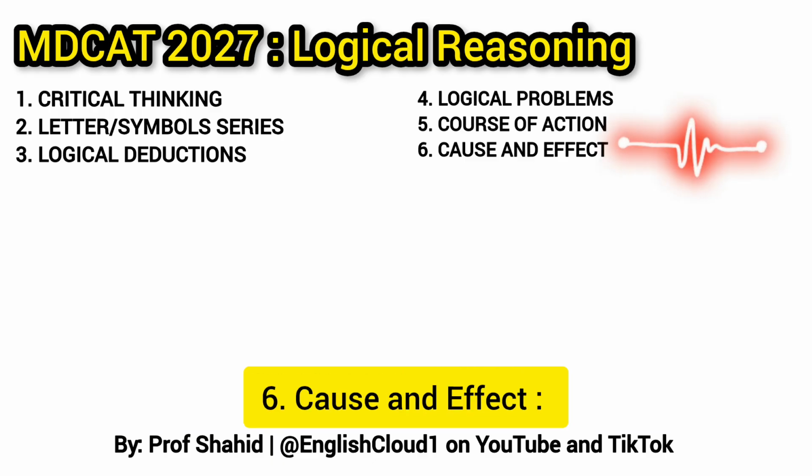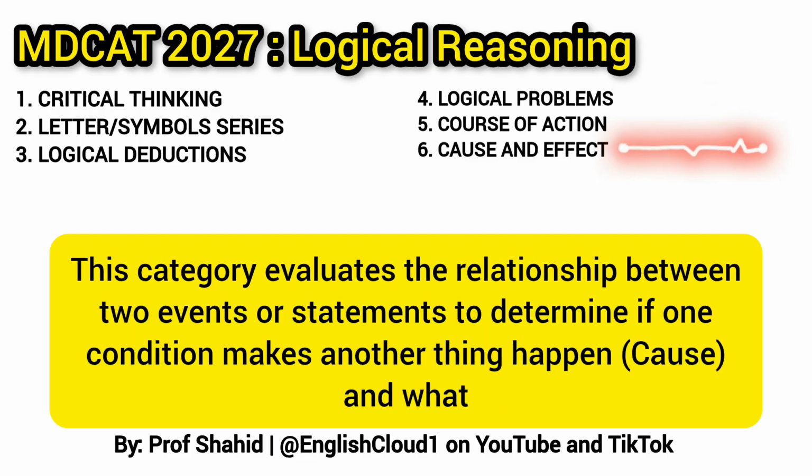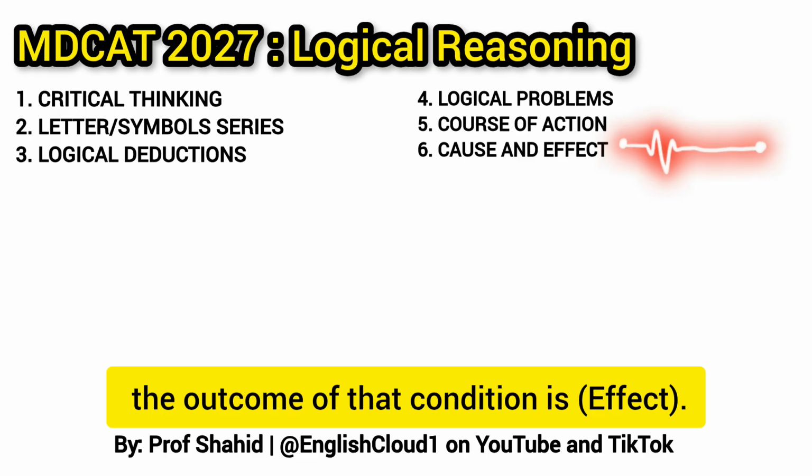6. Cause and effect. This category evaluates the relationship between two events or statements to determine if one condition makes another thing happen, the cause, and what the outcome of that condition is, the effect.